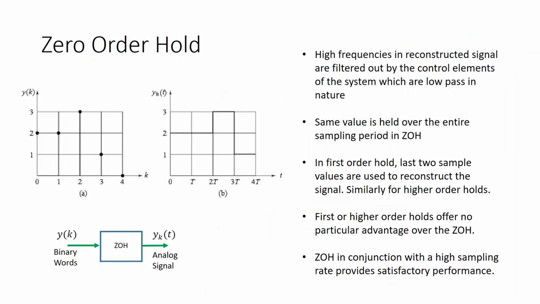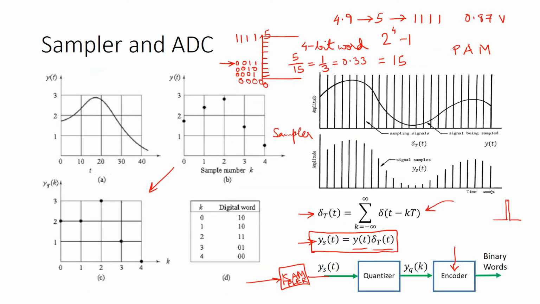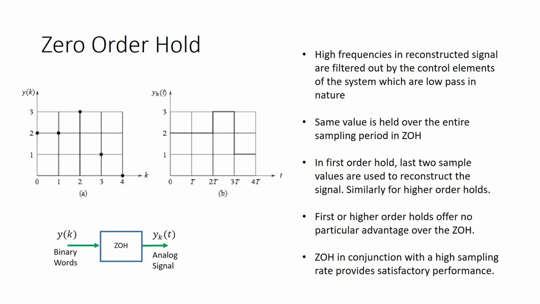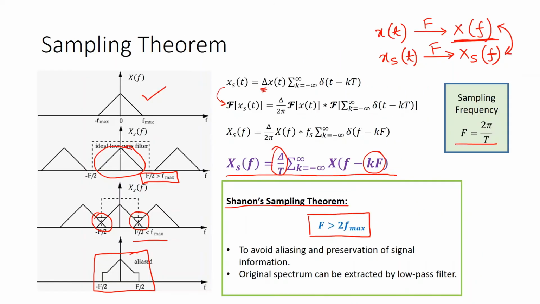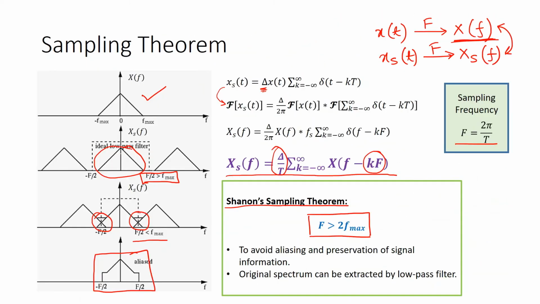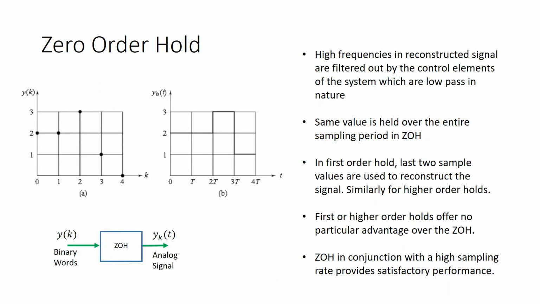So after the sampling theorem comes the zero order hold. The sampling theorem was regarding the sampler, so how frequently you should sample is given by the sampling theorem. And then comes the zero order hold. This is part of the DAC and hold circuit. The digital word is converted to an analog value. That analog value is a direct conversion, or it is converted in some way.